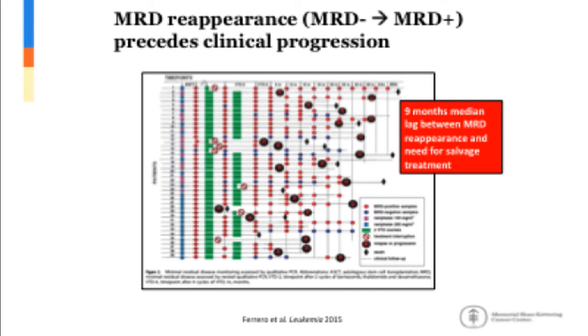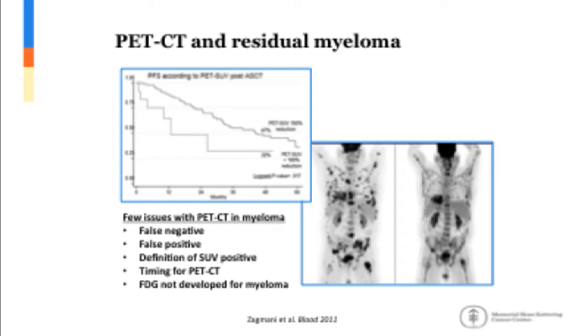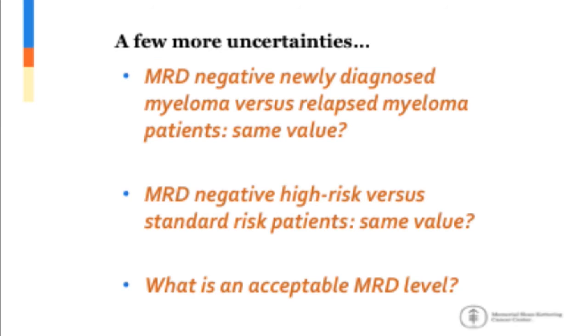PET-CT is another area of uncertainty and is in these new guidelines. But I would like to point out a couple of points with regard to PET-CT in myeloma. It has a lot of false negatives, probably 30%. False positives are very high. The definition of how to determine SUV positivity is not clear. The timing for when to do PET-CT is not clear. And also, FDG is not really an ideal tracer for myeloma. There are a few more uncertainties.